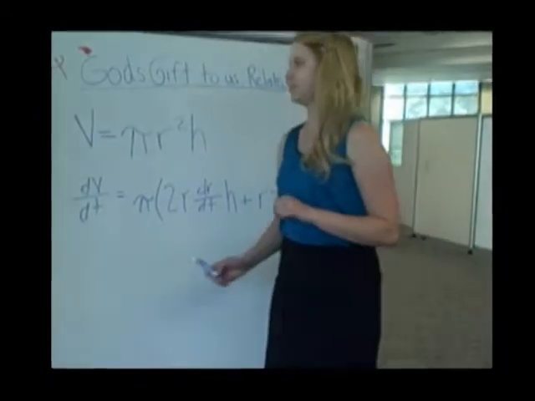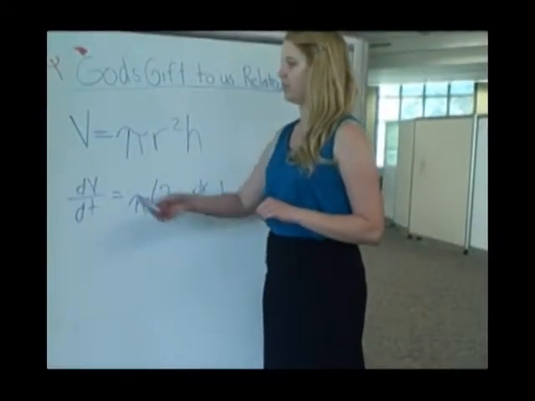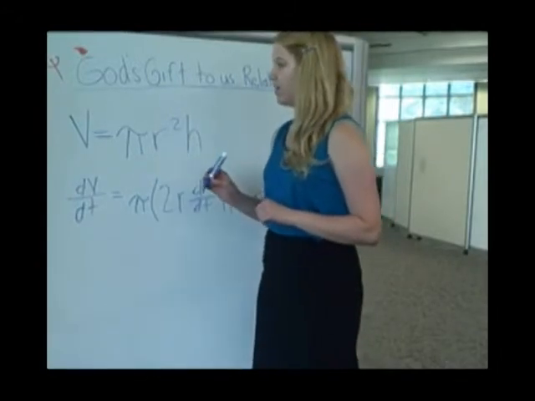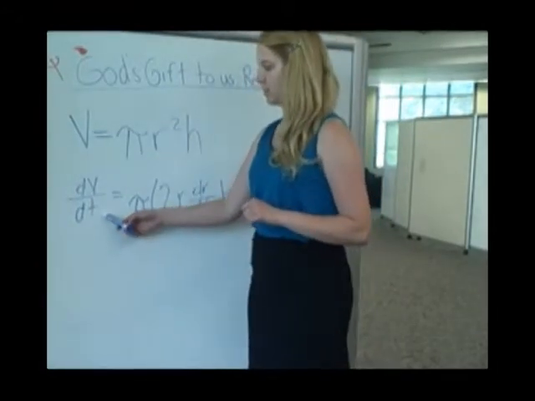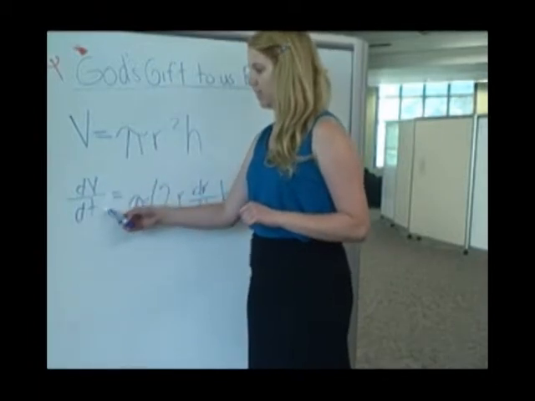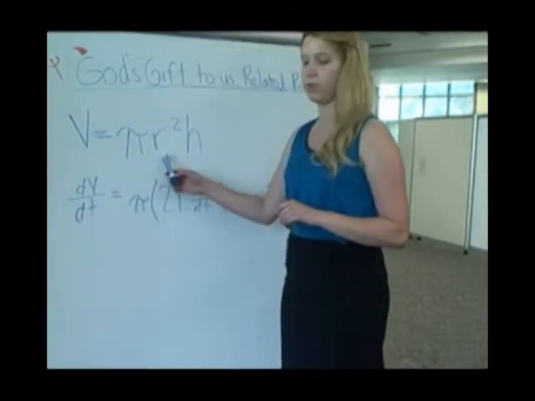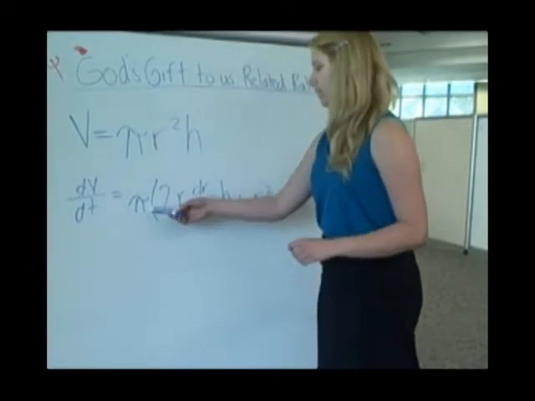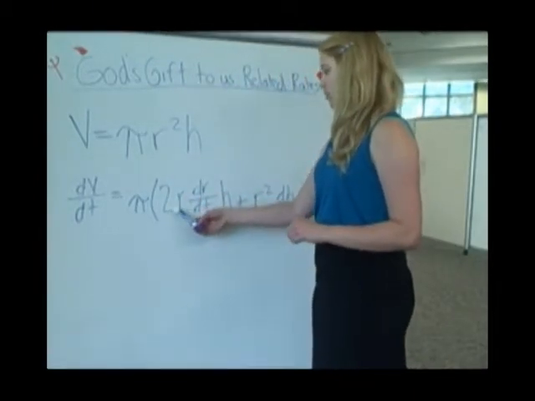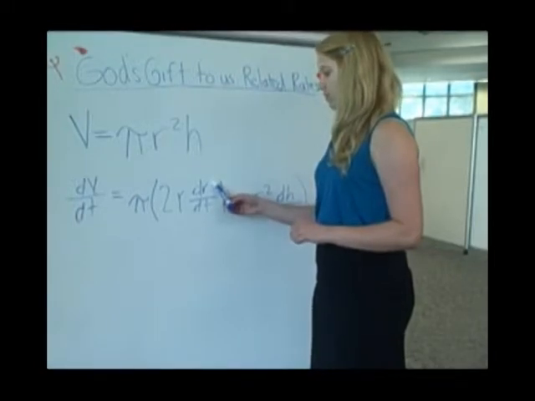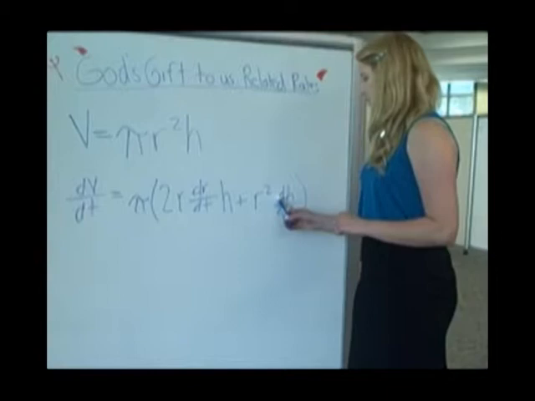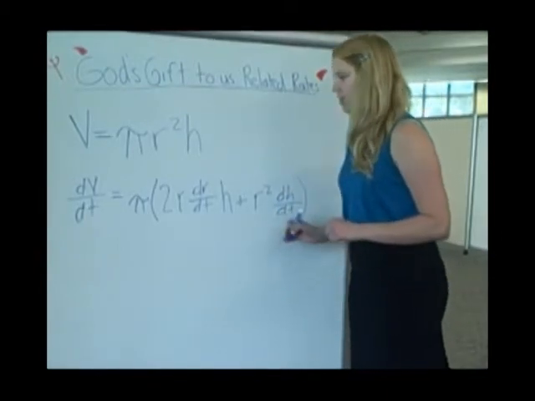For example, we can take the derivative of the volume of a cylinder, V equals pi r squared times the height, and take the derivative with respect to time. The derivative with respect to time of the volume, treating both r and h as their own functions, equals pi times the quantity 2r times the derivative of r with respect to t times h plus r squared times the derivative of h with respect to t.